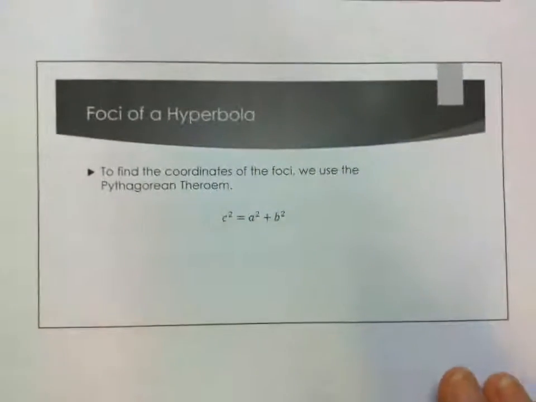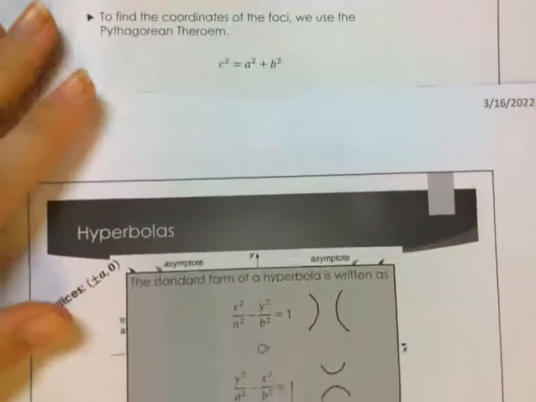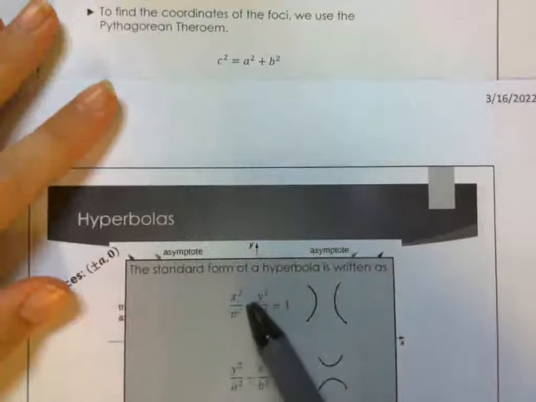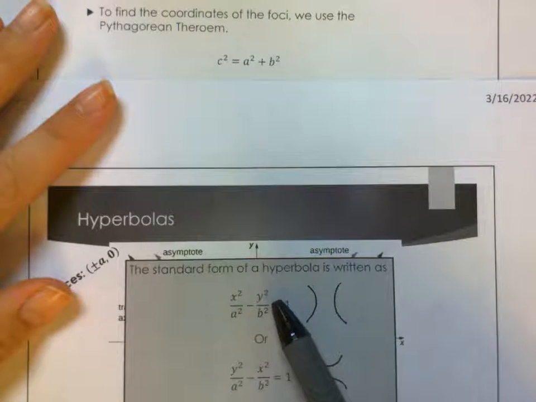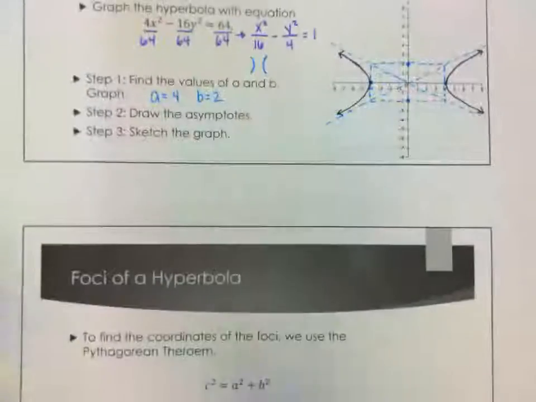All right, so we've talked about foci with ellipses, and foci with hyperbolas we're just going to use the Pythagorean theorem. So remember with ellipses, it was a squared minus b squared, and I said kind of the way to remember it is do the opposite sign. So since a hyperbola is like x squared or y squared minus the other variable squared, I'm going to do the opposite sign here and just do a squared plus b squared.